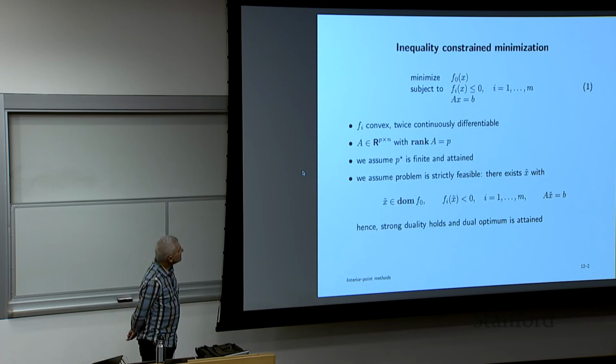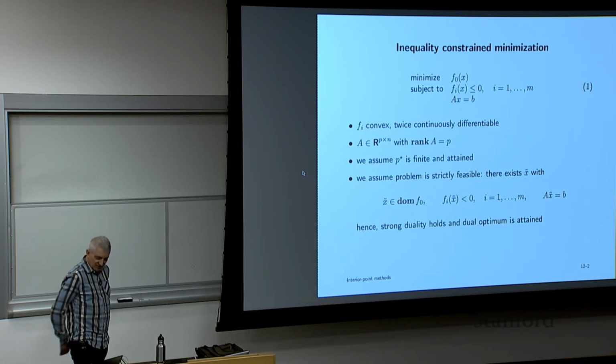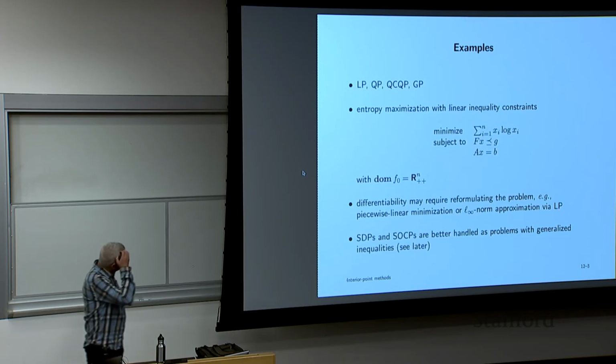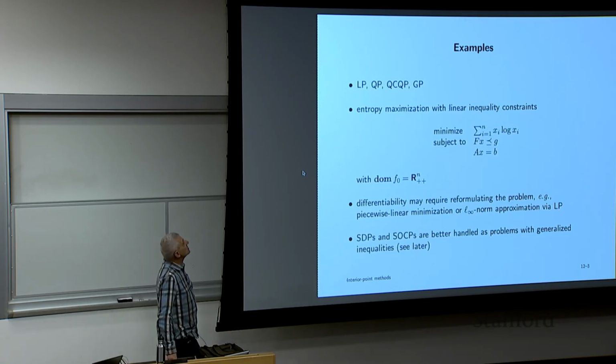So, okay, this is the idea. Now we'll assume that the problem is strictly feasible, and that's fine. That means that strong duality holds and there's a dual optimum and all that kind of stuff. Examples would be things like LP, QP, QCQP, and GP is one, because in a GP all the f_i are log-sum-exp of an affine thing. That's what a GP is.